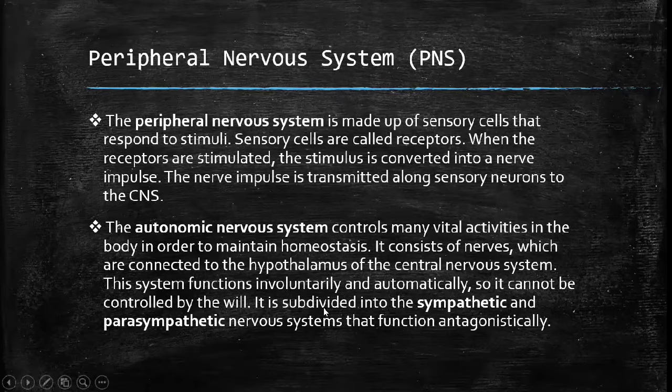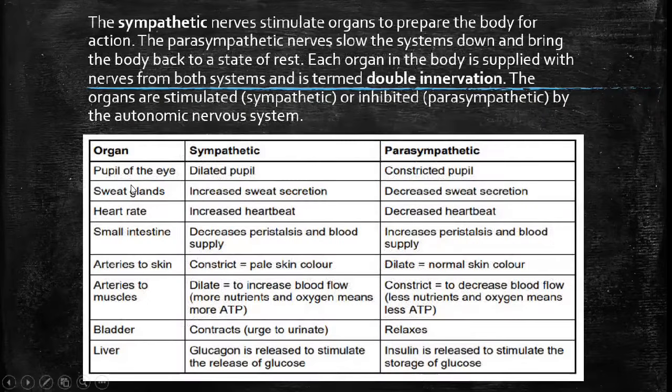Now, it is subdivided into the sympathetic and the parasympathetic nervous systems that function antagonistically against each other. If one goes positive, the other goes negative. If one says black, the other says white. That is what is meant by antagonistically. Now, the sympathetic nerves stimulate organs to prepare the body for action. And then the parasympathetic slows down the system and brings the body back to a state of rest.